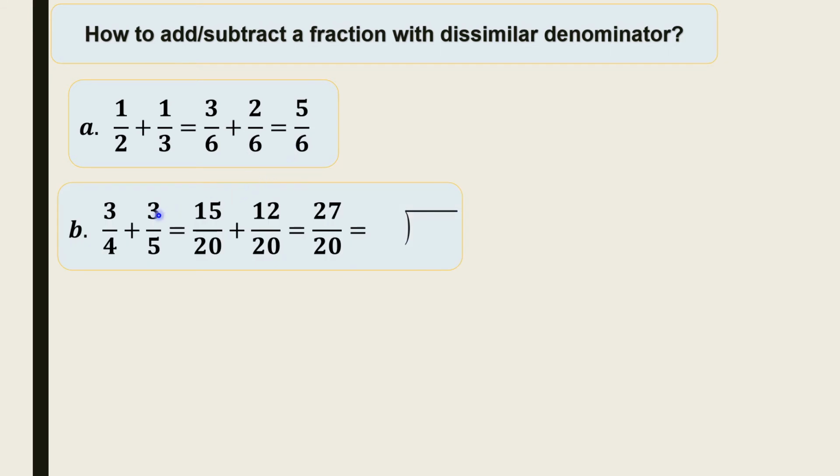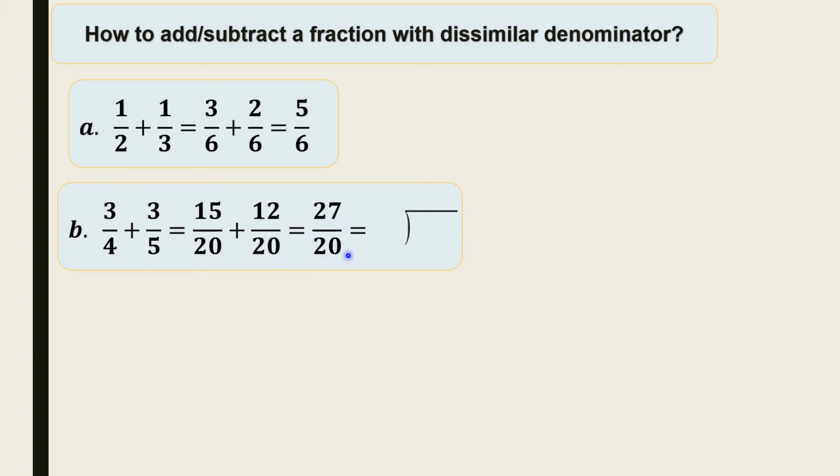Next, again, 3/4 plus 3/5. Again, you must look for the least common multiple or least common denominator, which is 20. So 20 divided by 4 equals 5, times 3 equals 15. 20 divided by 5 equals 4, times 3 equals 12. So 15 plus 12 is equal to 27. Then copy the denominator 20.